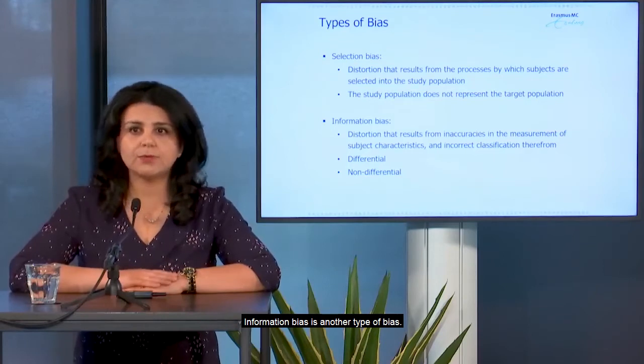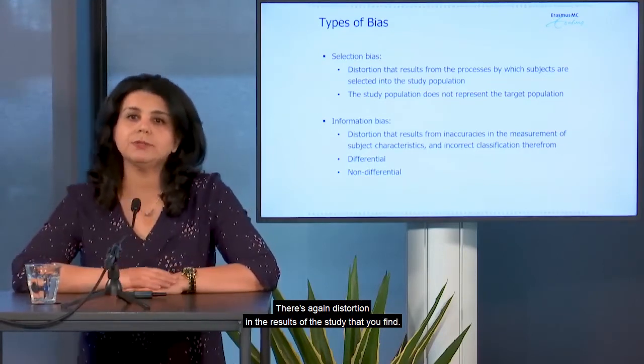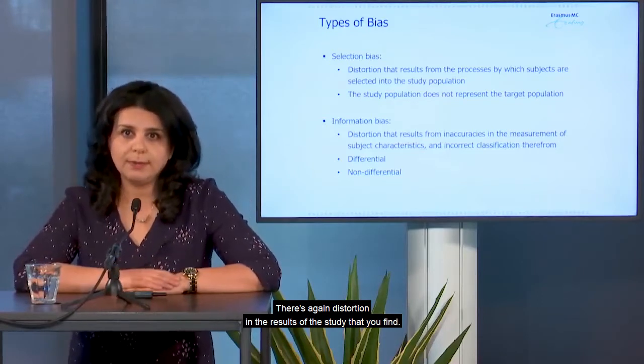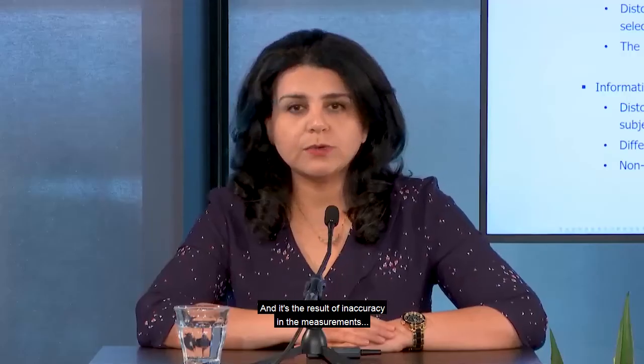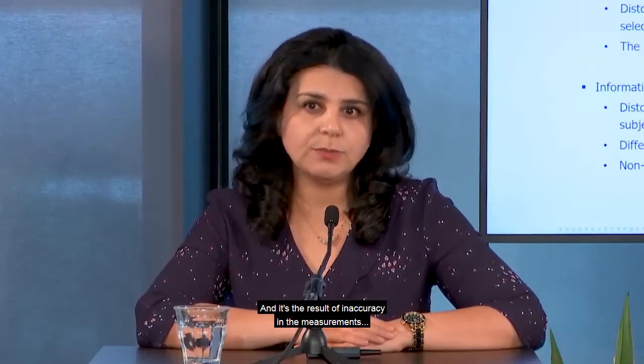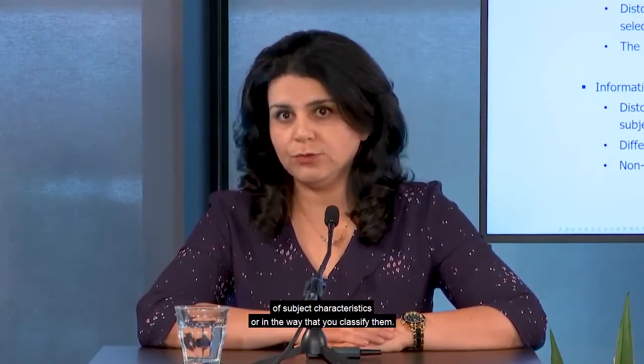Information bias is another type of bias that there is, again, distortion in the results of the study that you find. It deviates from the true, let's say, estimates. And it's the result of inaccuracy in the measurements of subject characteristics or in the way that you classify them.